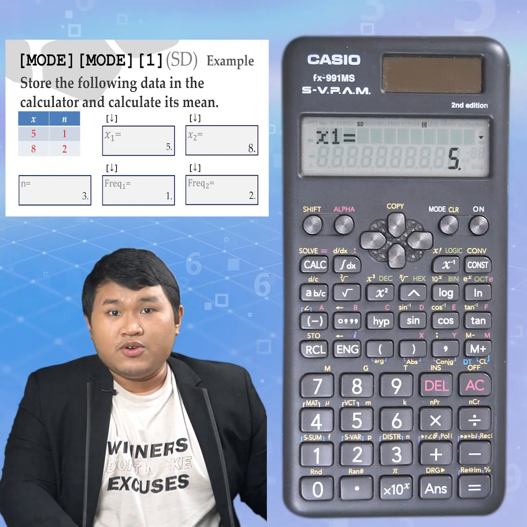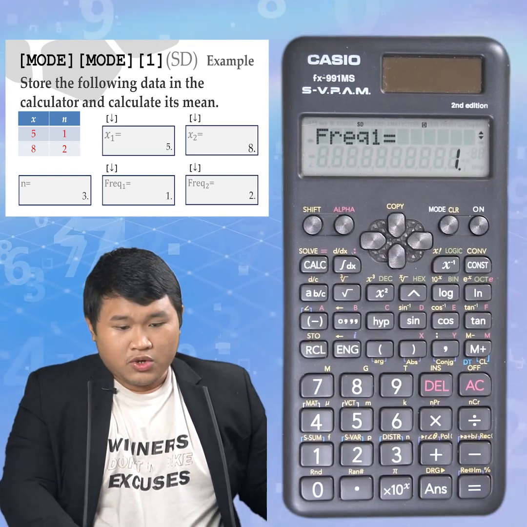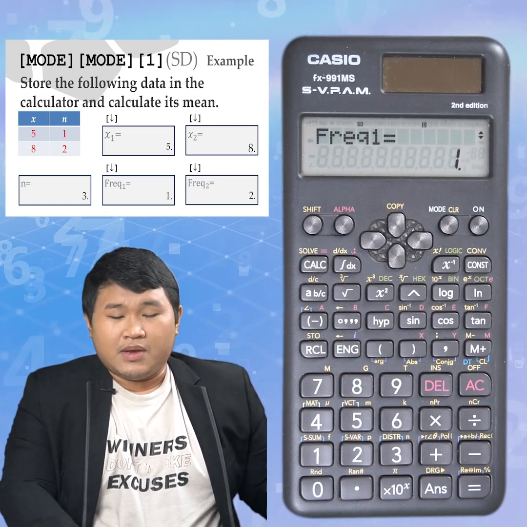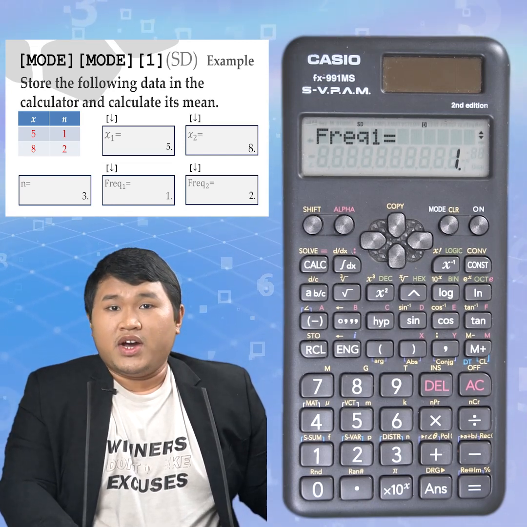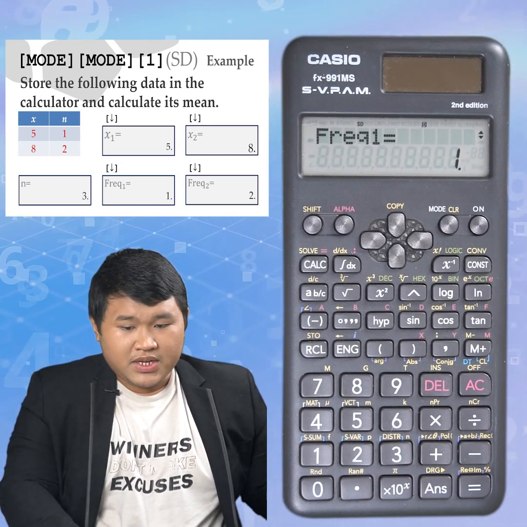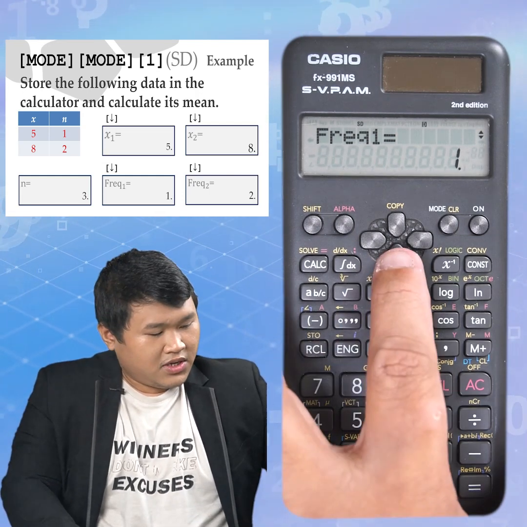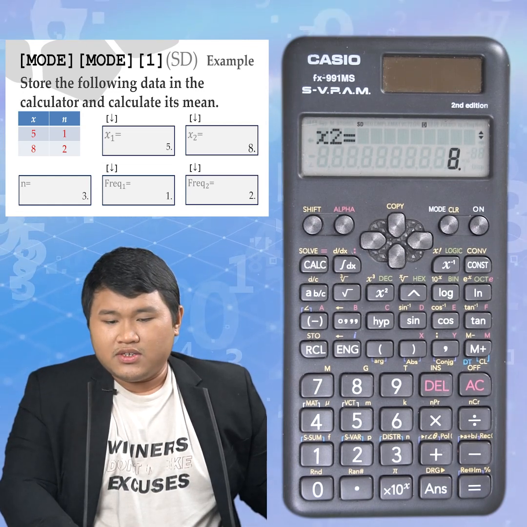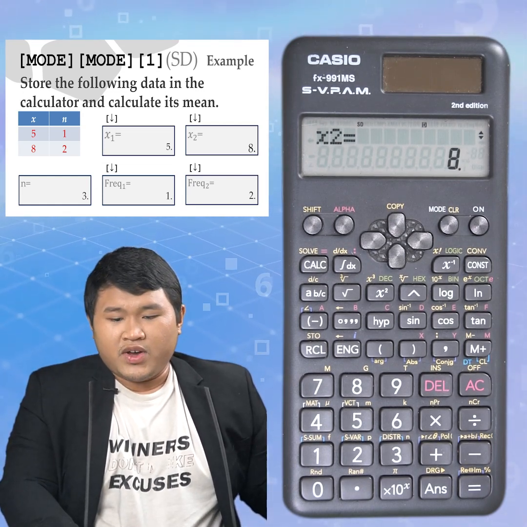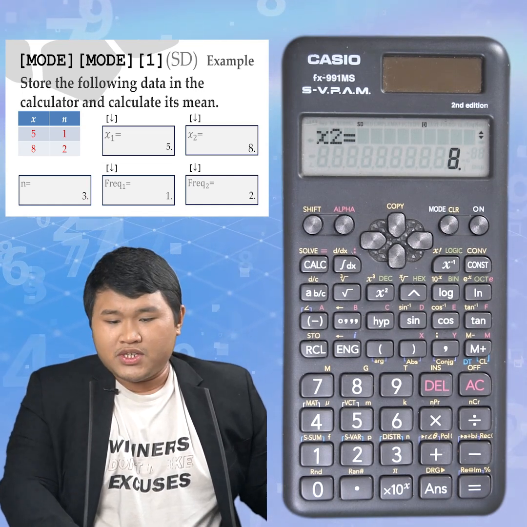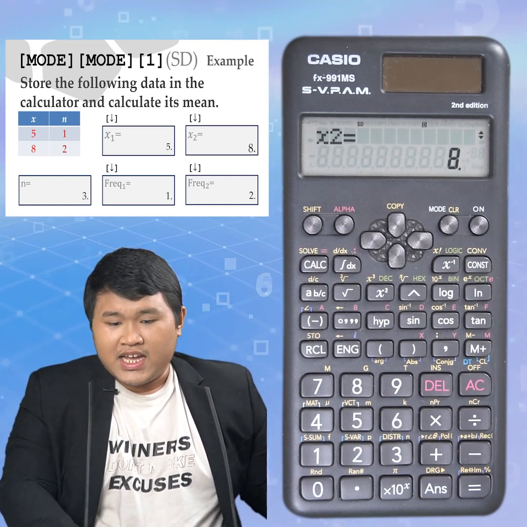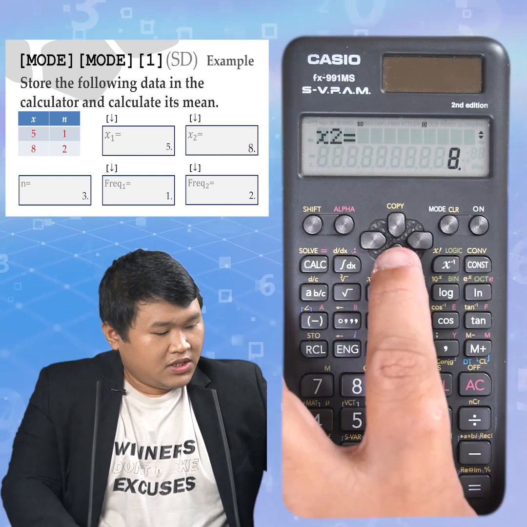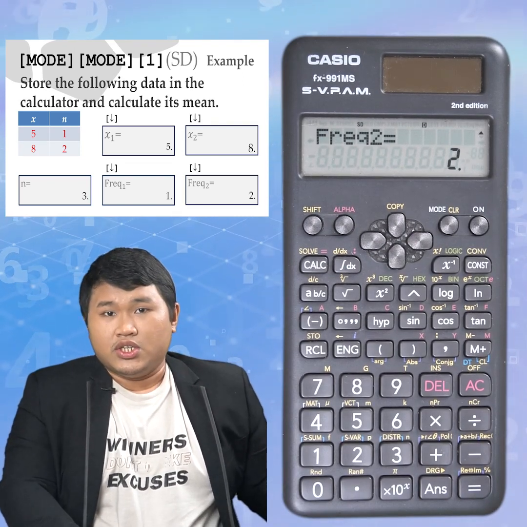Pressing the down key again shows us the frequency of that first data value, frequency subscript 1. Here it's 1 by default. Pressing the down key again shows us the value of the second x, which in this case is 8. It's the second value because it's represented by the subscript 2, x sub 2. Lastly, pressing the down key again goes to the frequency of the second data value, which in this case is 2, as inputted.